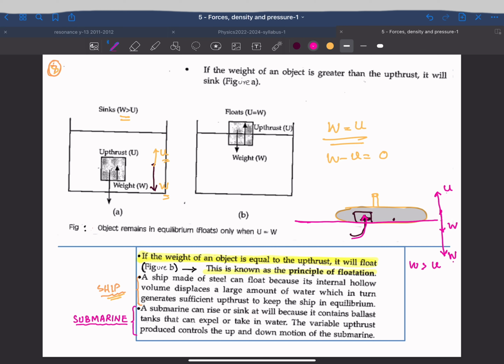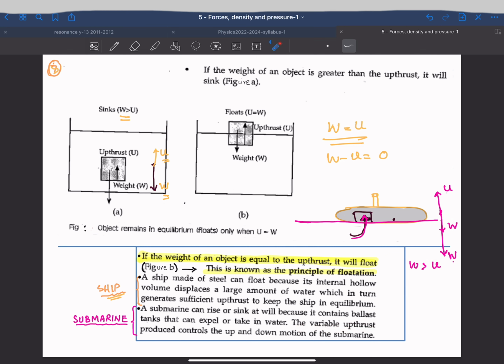Here, as we have mentioned, the variable upthrust controls the up and down motion of this submarine. Be careful, variable upthrust is basically not a changing situation. As I said, the upthrust is constant, but why are we using the term variable upthrust? Variable with respect to weight, not on its own. That is, the value of the upthrust is not changing, but we are using the term variable upthrust because we are just comparing this upthrust with the weight.